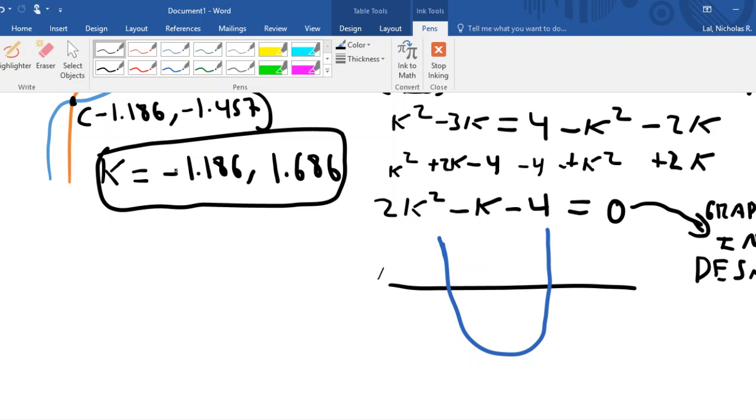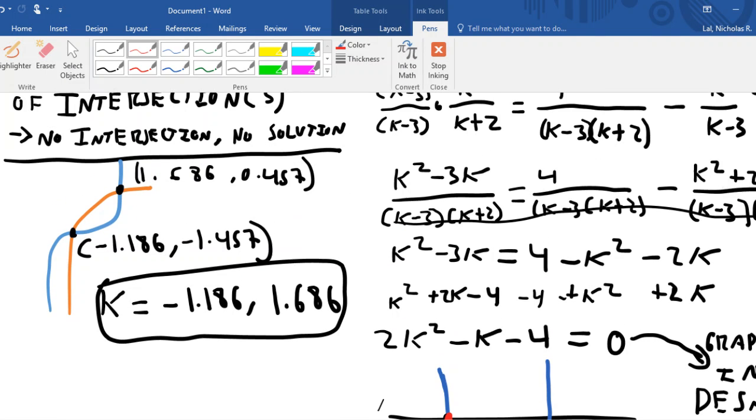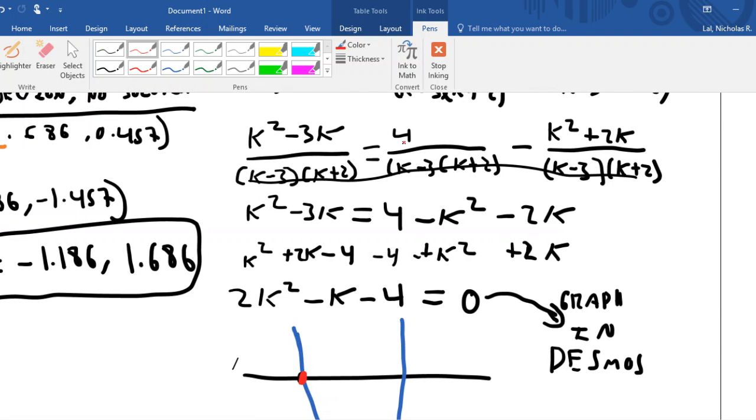Yep. What's up? Yeah, go ahead. So that's plus 2k, right? Oh, yes. So when I had 4 minus k squared plus 2k, right? So when I subtract k squared, that's minus k squared. Subtracting positive 2k is minus 2k. So when I have this negative sign right here, I have to distribute the negative sign. So minus positive k squared is minus k squared. Minus 2k is minus 2k.